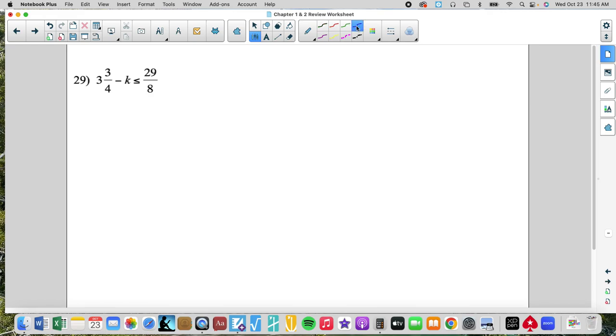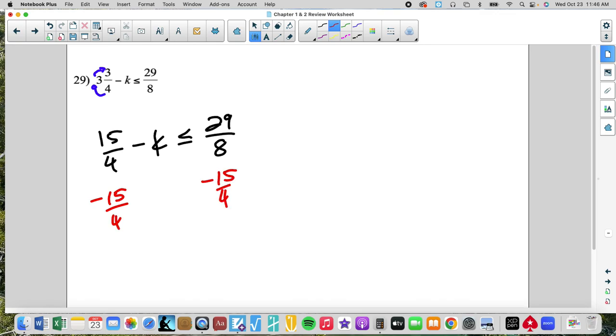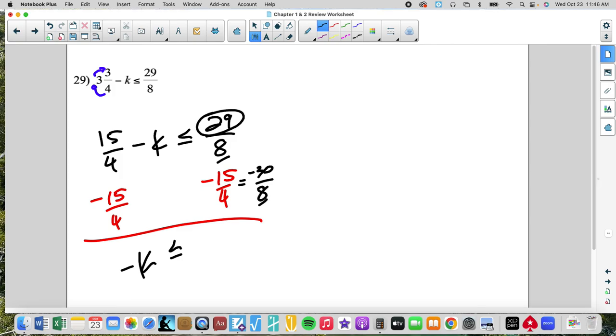I'm going to change to improper. 4 times 3 is 12, plus 3 is 15. So this equals 15/4 minus k is less than or equal to 29/8. I'm going to minus 15/4 on both sides. That leaves me with -k is less than or equal to, and I'm going to make this -15/4 into -30/8 because I need common denominators. I have positive 29, -30, leaves me with -1/8.